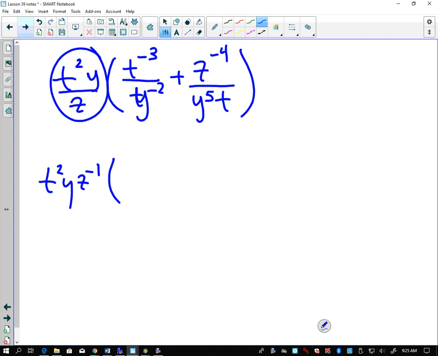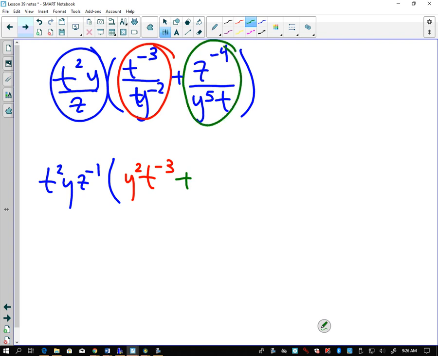All right, now I want to do this set as everything in the numerator position. What am I going to write? Y to the 2nd, t to the negative 3rd, because it's not moving anywhere, right? Plus, okay, this set, everything in the numerator position: z to the negative 4th, because it's staying there, y to the negative 5th. Okay, now we distribute.